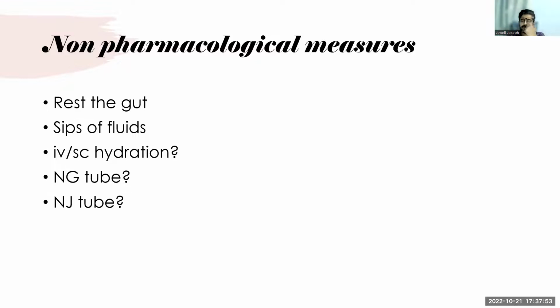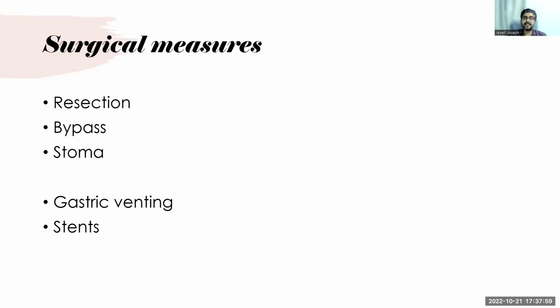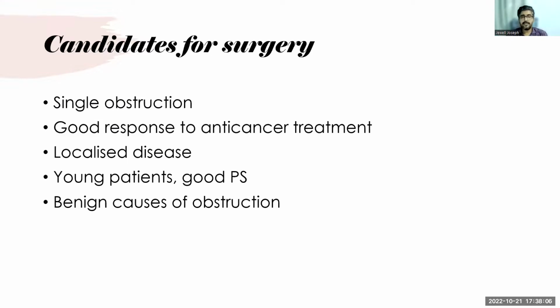If there is a proximal obstruction, instead of an NG tube, a nasojejunal tube is also one option to consider. Surgical measures are the gold standard: resection, bypass, and stoma. There are palliative measures like gastric venting and stents also. Candidates for surgery will be single obstruction, good response to anti-cancer treatment, localized disease, young patients with good performance status, benign cause of obstruction, etc.